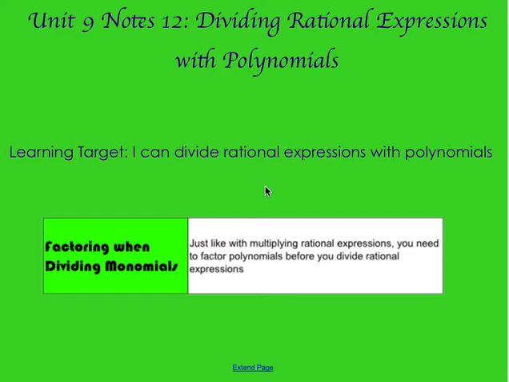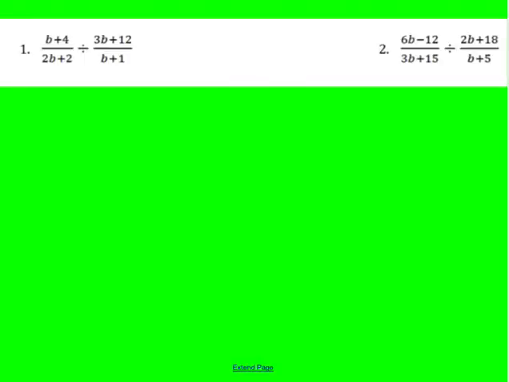Just like when we're multiplying fractions, when we divide, we need to flip. We're going to be multiplying just like we did on the previous note sheet. We're going to flip that second fraction so that we can multiply. Except this time, before we flip it, we're going to have to do some simplifying first by factoring. So let's take a look at number 1.